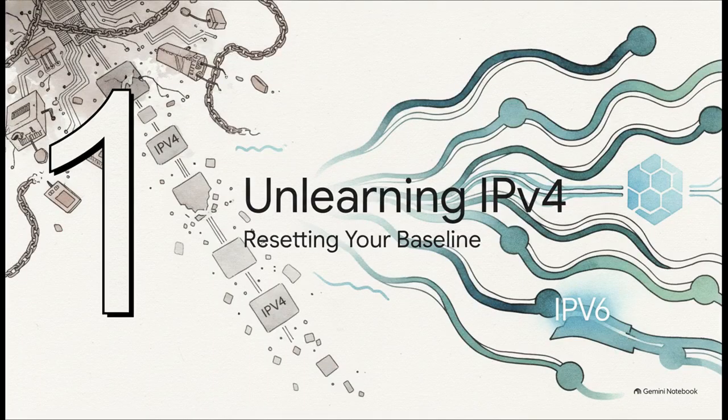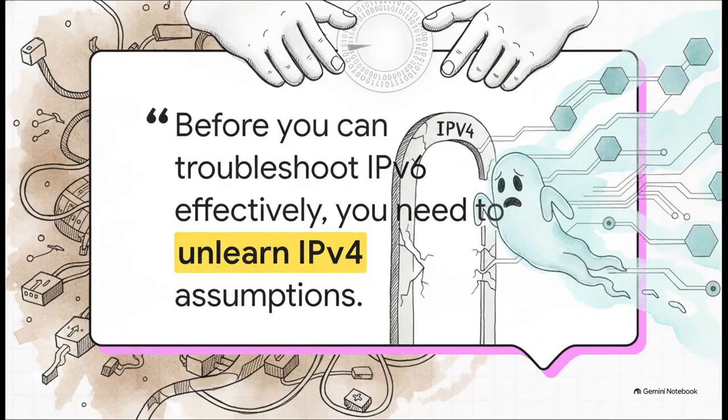Unlearning IPv4 assumptions. We need to completely reset your baseline. Honestly, the absolute biggest mistake you can make right now is treating IPv6 like it's just a larger address space bolted onto IPv4. It isn't. It is a fundamentally different protocol. So before you can troubleshoot it effectively, you literally need to unlearn your IPv4 assumptions. If you apply your old troubleshooting instincts to an IPv6 network, you're going to misdiagnose the problem. You'll basically be chasing ghosts out there.